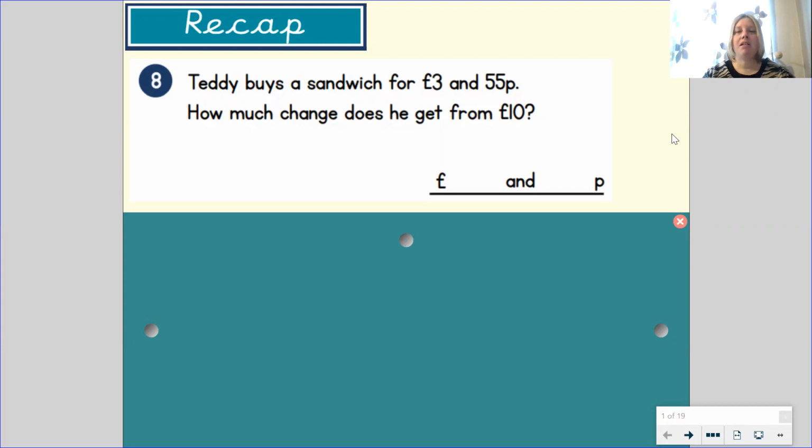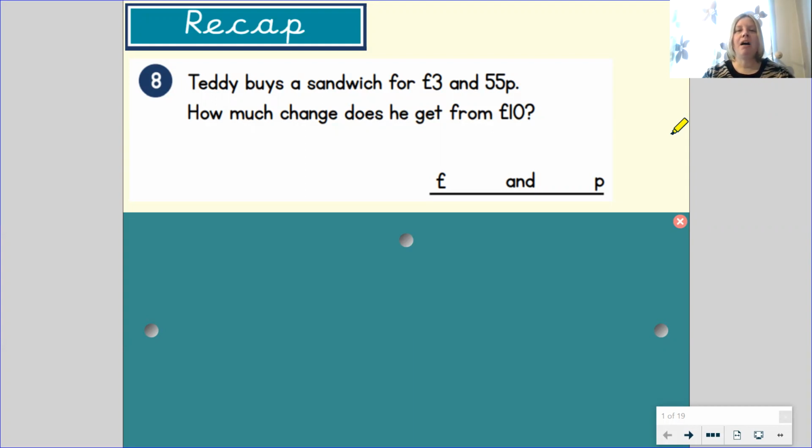We're going to start by going over a couple of the problems that we talked about in our live session this morning. Let's have a look at this problem. Teddy buys a sandwich for £3.55. How much change does he get from £10?